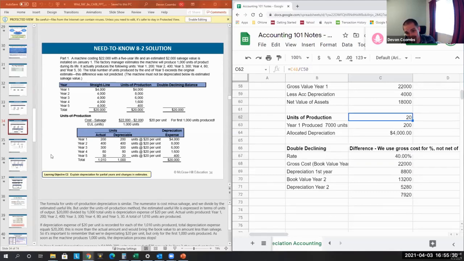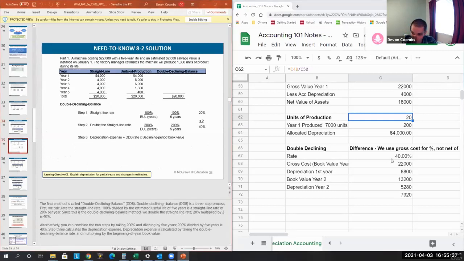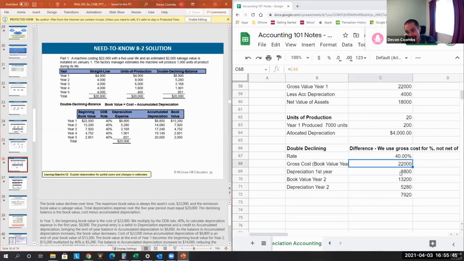Double declining is a little different. And that's what this is, the unit depreciation here. Double declining, right? We're going to have to take the straight line rate of 20%. We double it and then multiply it by the gross cost on year one. And so we get an 8,800 depreciation expense year one. And then we subtract that to get our book value, and then our book value times the 40% to get our year two depreciation, and so on and so forth. So you'll need to know for your homework and quizzes and all how to do the depreciation expense using all these different methodologies.